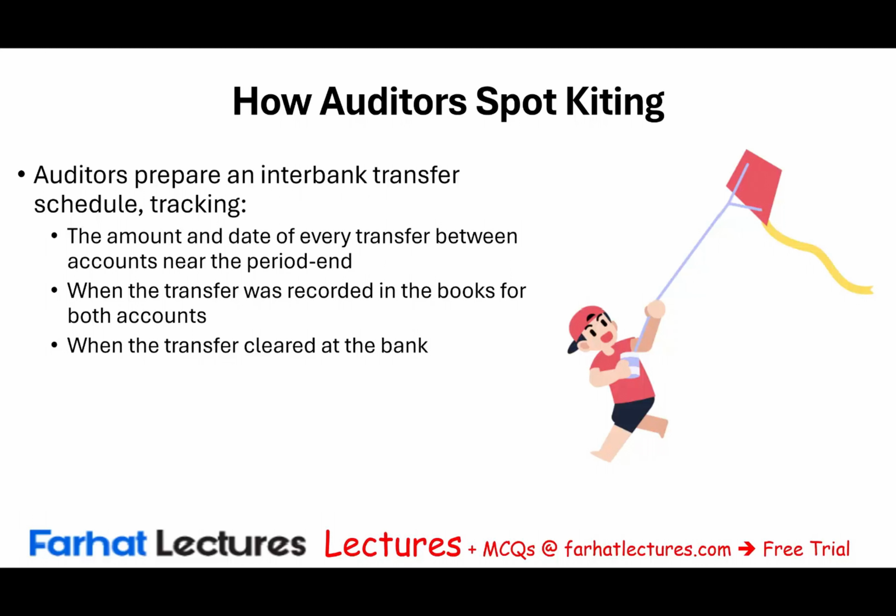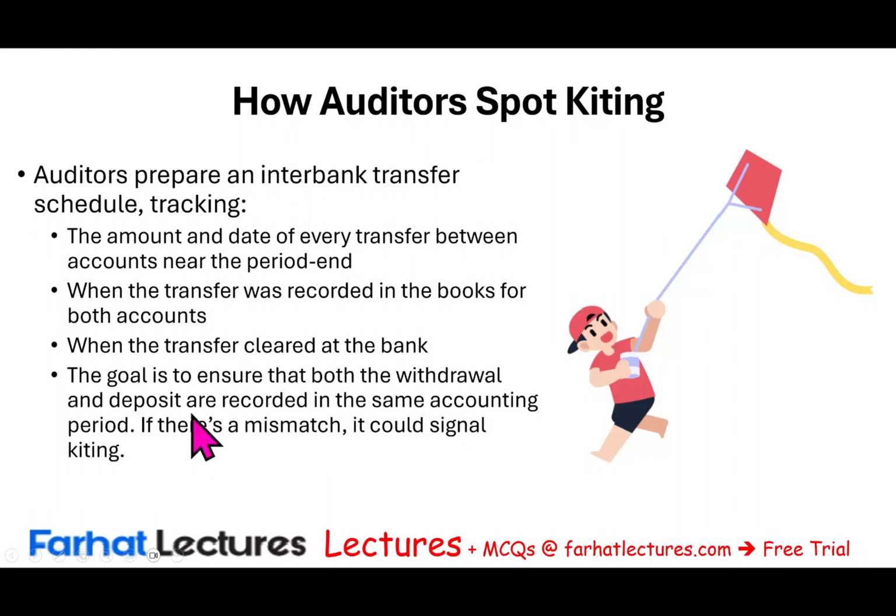On the books it should be done practically the same day or the following day when the transfer cleared the bank. So when the transfer cleared the bank, when did it clear the bank? The goal is to make sure that both the withdrawal and the deposit are recorded in the same accounting period. If there is a mismatch, it could signal kiting. Again, we'll work an example just to show you how it works, but you want to look at the dates. When was it taken out and when was it deposited in the other account?